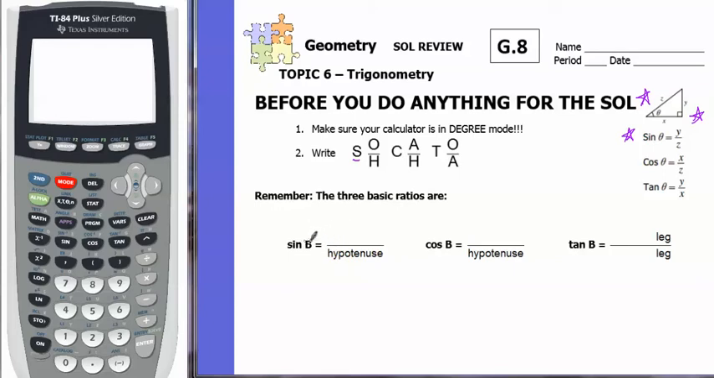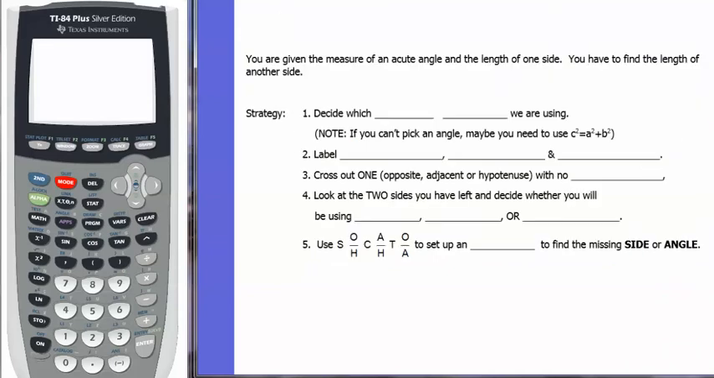Sine of B, and this is the angle that I pick, equals opposite over hypotenuse. Cosine of B equals adjacent over hypotenuse. And finally, tangent equals opposite over adjacent. So now that I know what it stands for, how can I use this with any right triangle?